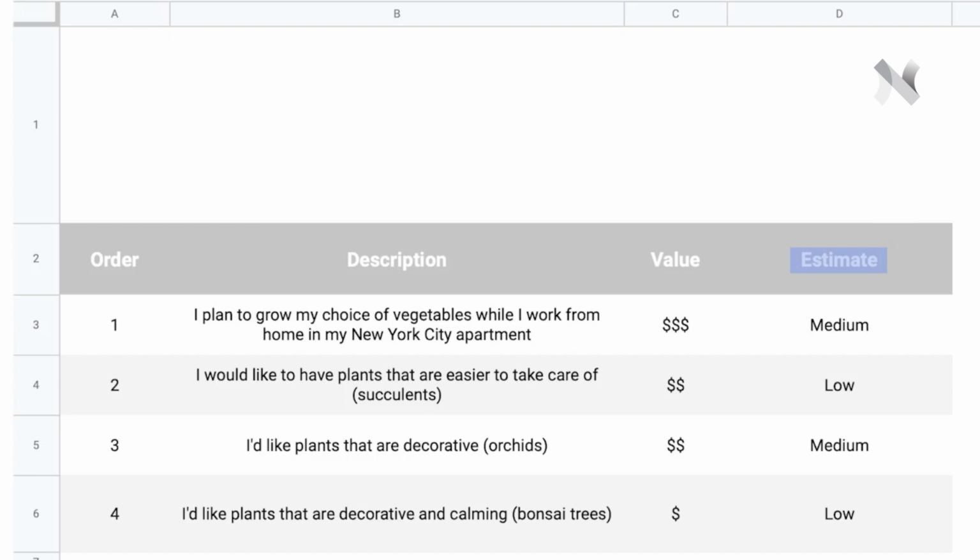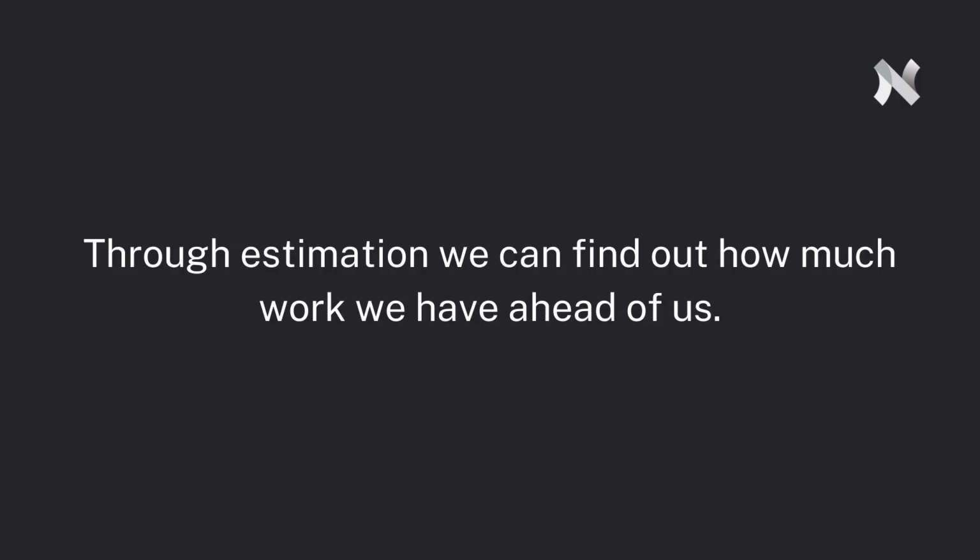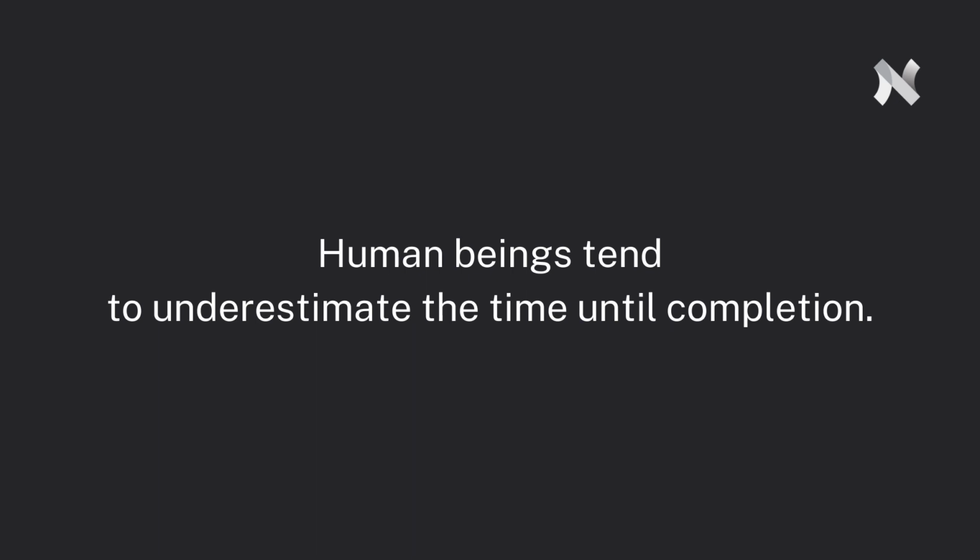We add estimates to backlog items to inform our planning practices about how much effort it will be to finish each item or user story. Through estimation, we can find out how much work we have ahead of us. It can be difficult to estimate the amount of time it takes to complete a task. More often than not, we human beings tend to underestimate the time until completion. When it comes to big projects, this effect can be multiplied many times and can be the root cause for the project being late and over budget.